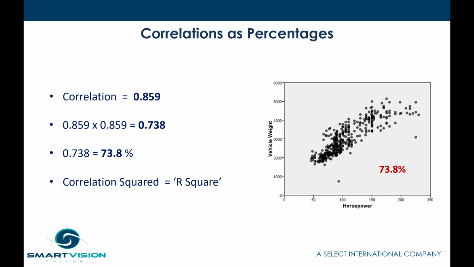And that R square value is the key measure that is used to assess the level of fit in a linear regression. So you're usually trying to get the highest R square value you can, because that R square value reflects the percentage of variation in one variable that can be explained by the other.